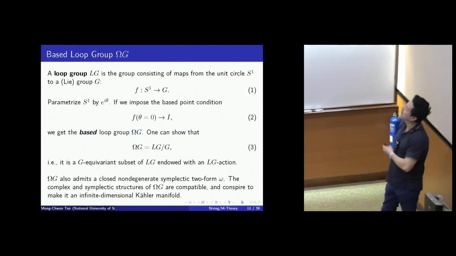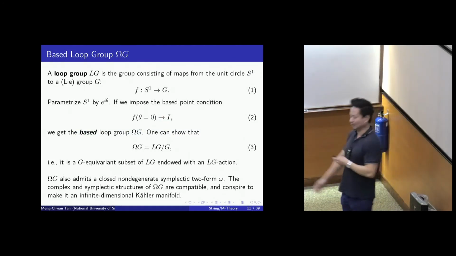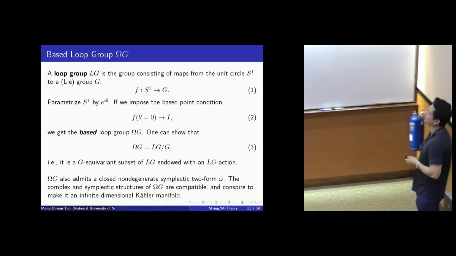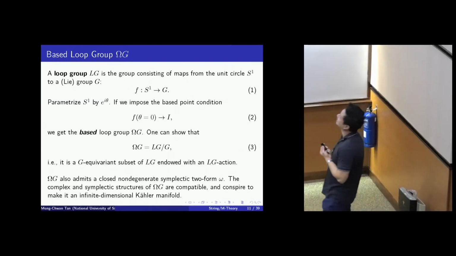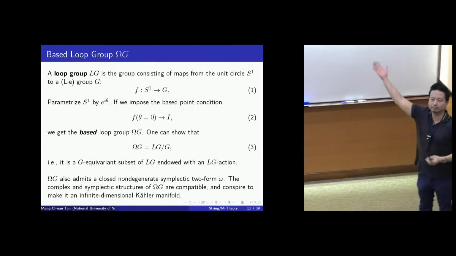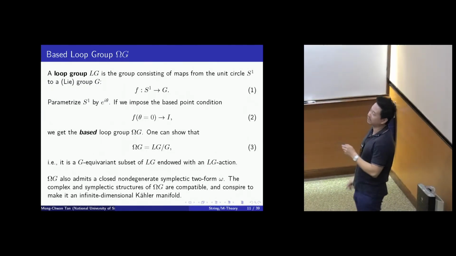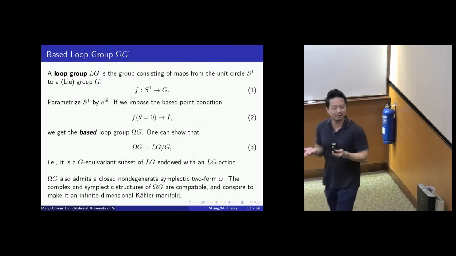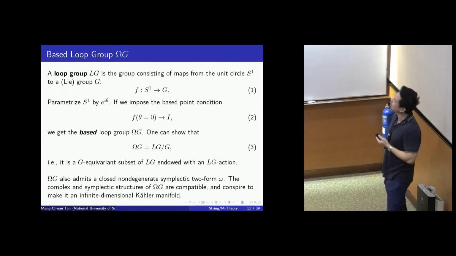Okay. So just some basic mathematics on loop groups and base loop groups. So we have a loop group. What's a loop group? A loop group is basically the group consisting of maps from a unit circle to a Lie group. You can find this in a very classic book by Segal, Loop Groups.